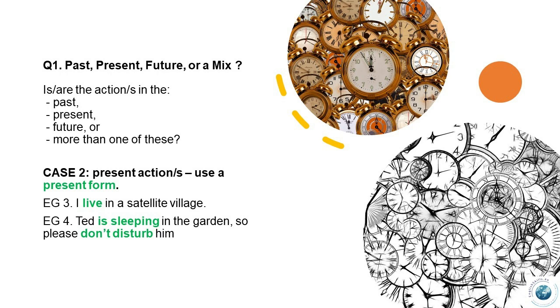Case 2. Present actions with which we use a present form. Example 3. I live in a satellite village. Example 4. Ted is sleeping in the garden, so please don't disturb him.